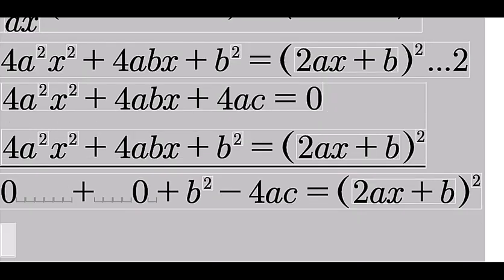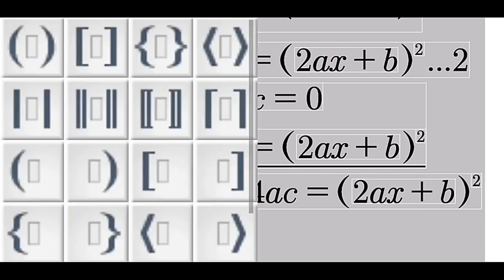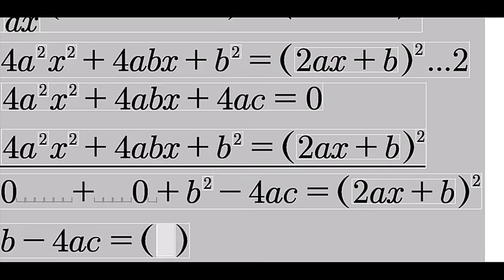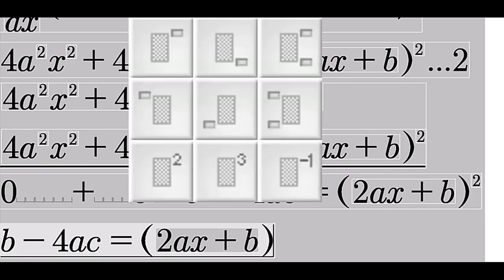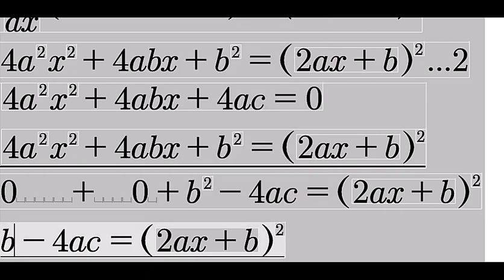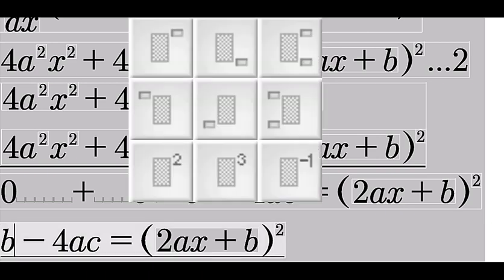All right, so we are left with what? b squared minus 4ac equal to the binomial of the second degree, 2ax plus b raised to the power 2. All right, the b is also raised to the power 2.